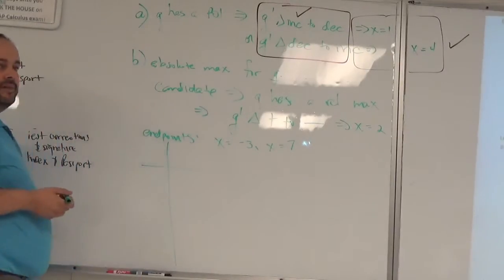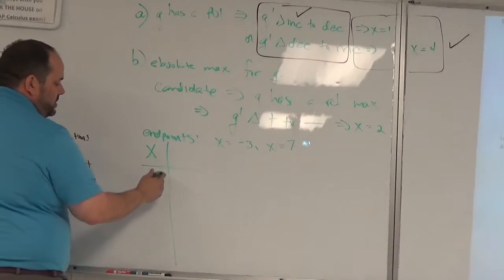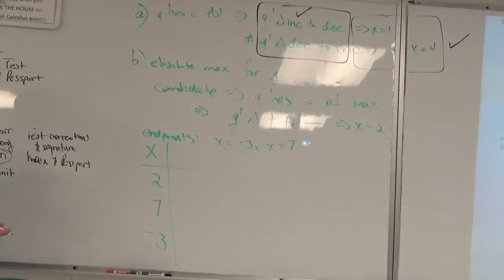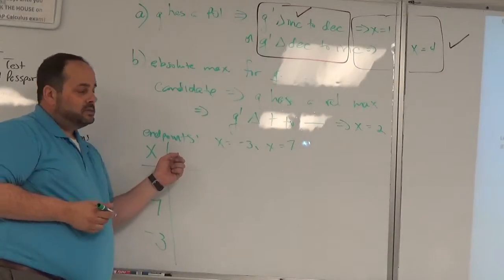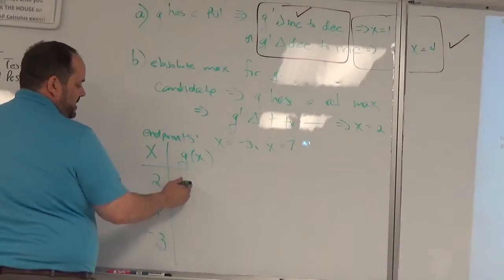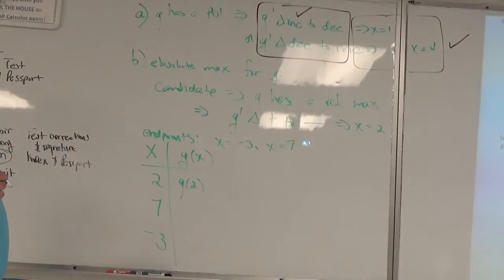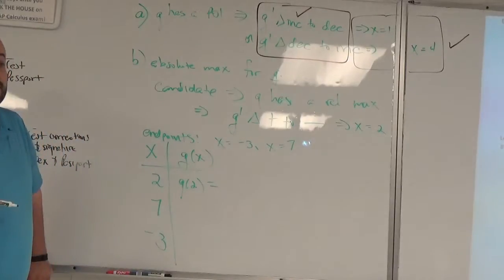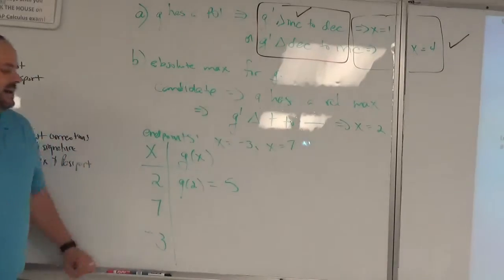It was the thing that worked so well for us. You guys would make a table of values. Over here you'd say, okay, here are my x values: 2, 7, and -3. What's the function that I'm evaluating? The function that I'm trying to maximize is g of x. So you've got to tell me what's g of 2. That's easy. g of 2 is 5. That's the initial condition.